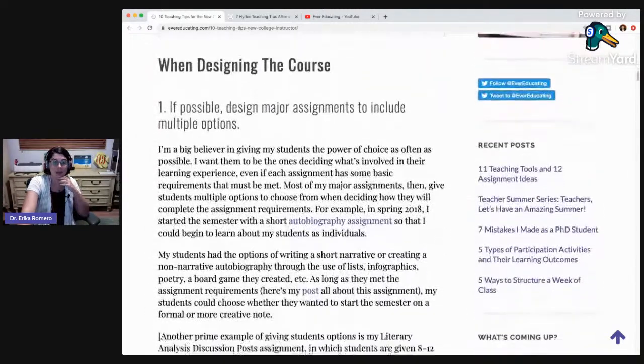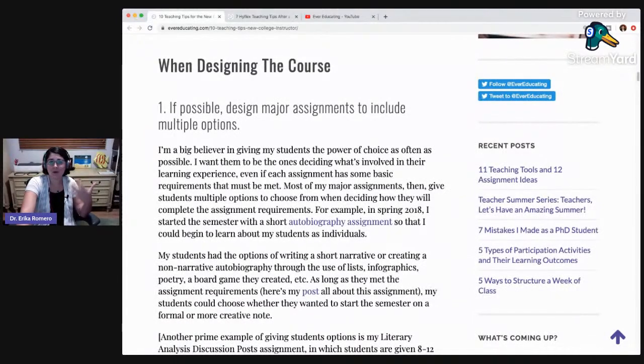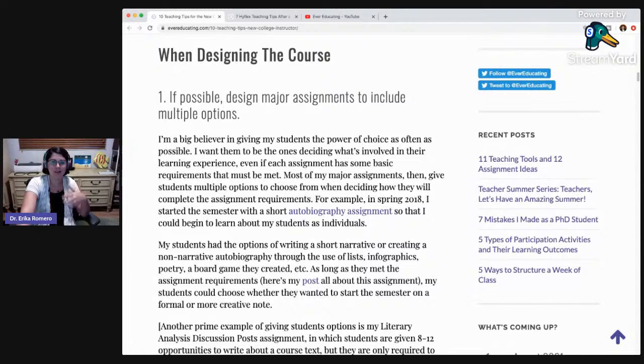But going down, the first element I had here was designing the course, right? Before the semester begins, if possible, design major assignments to include multiple options. So in this case, there's kind of a twofold reason, I think, which is mentioned later on as well. But by giving them options, you're giving students more of a feeling of empowerment, right? Like it's not just you have to do this. It's okay, well, the learning goal of the first assignment is to get a sense of your literary analysis skills to improve them. But you have an option.